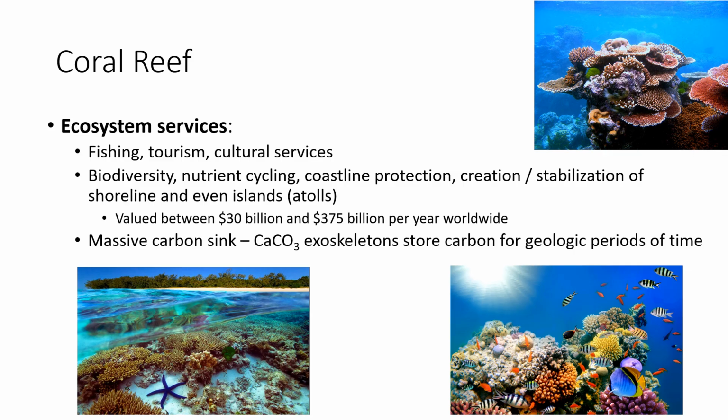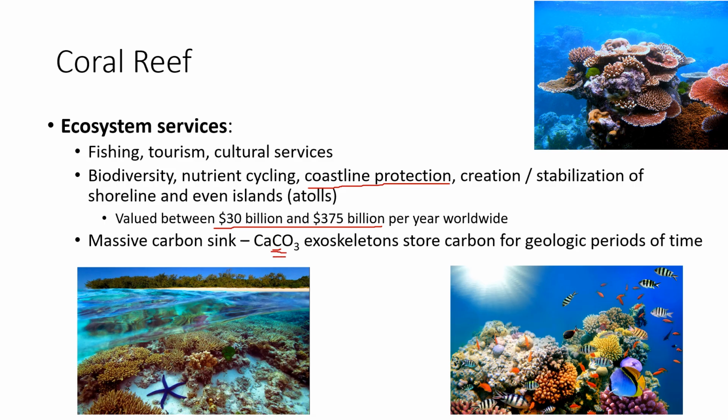Biodiversity, nutrient cycling, coastline protection. We'll talk about this in the context of mangrove forests, but the exact same principle that we see with the mangroves later on will apply here. They create and they stabilize and they even build shoreline. Coral reefs are valued anywhere between 30 billion and 375 billion dollars per year. So they provide lots and lots of services for us, including being a massive carbon sink.